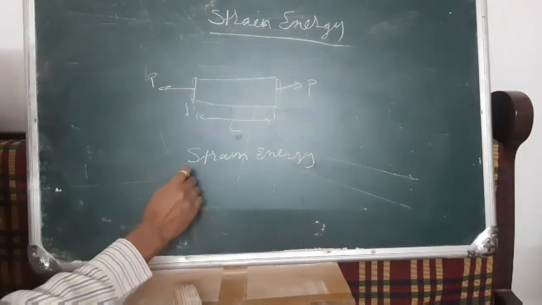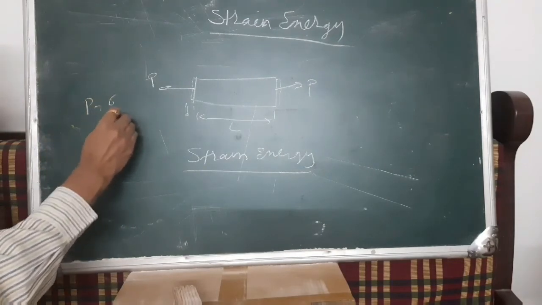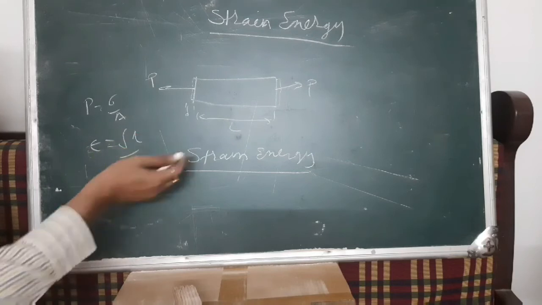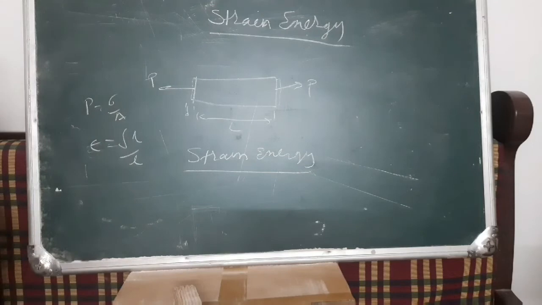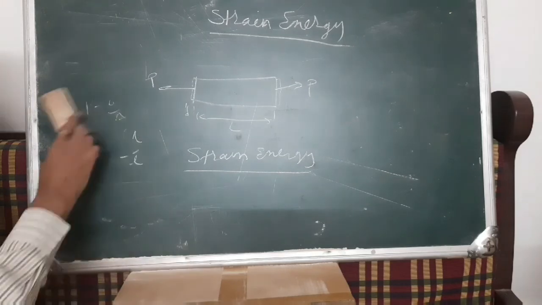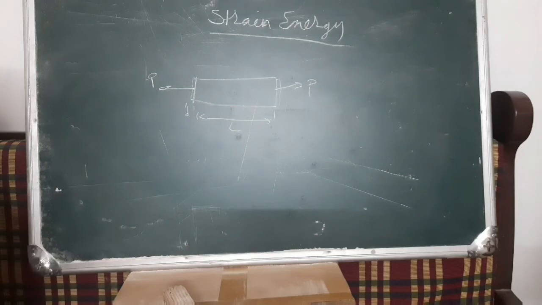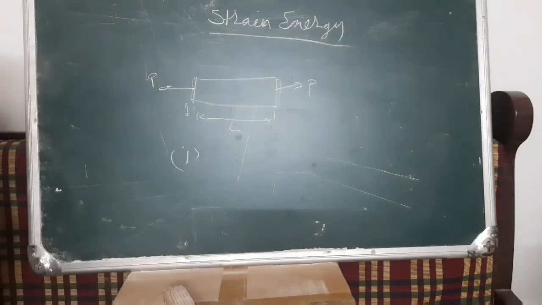So now we have first understood that stress is equal to P by A, and strain epsilon is equal to delta L by L. Using these equations, we are coming to the strain energy. When we go for straining the body, there are three types of load. I think we have seen that in the previous lecture.